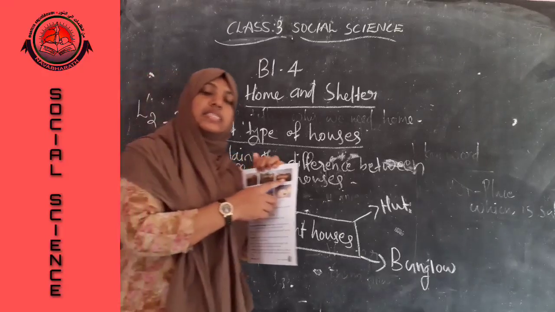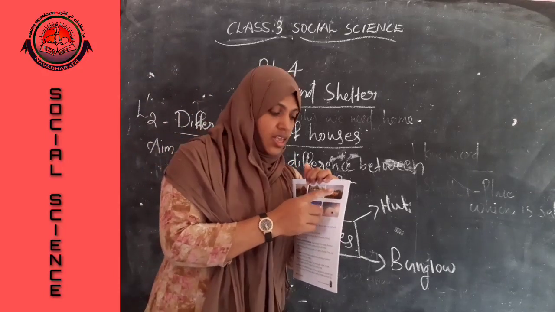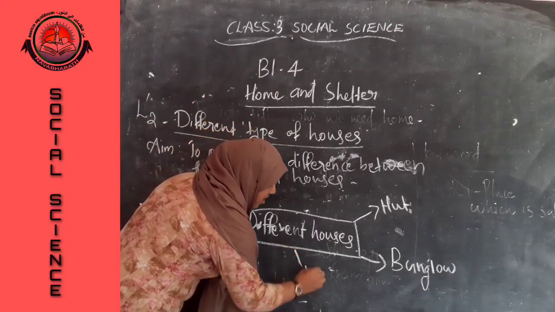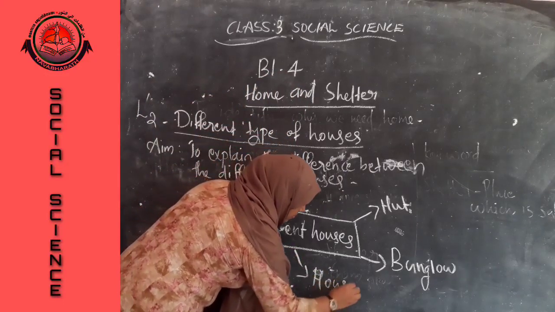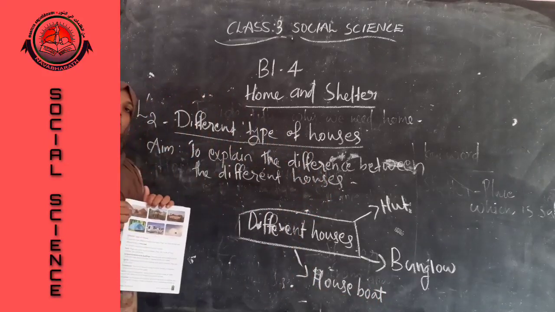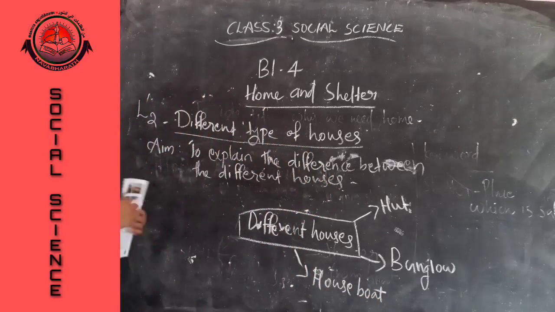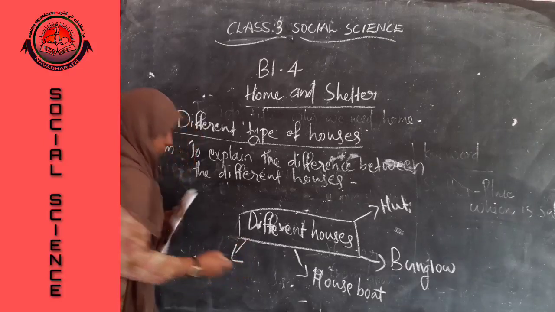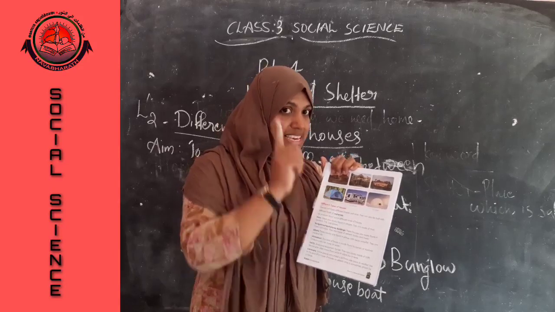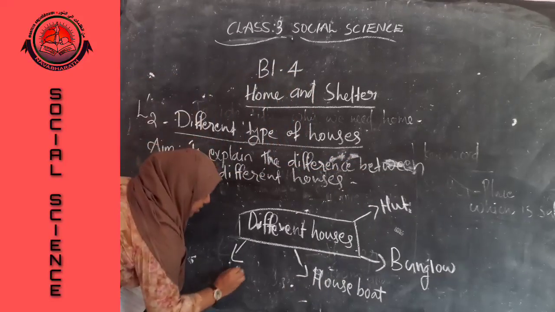Then, what is the third one? Third one, yes, houseboat. Third one is houseboat. Then, yes, fourth one. What is the fourth one? That blue color? Yes, tent.